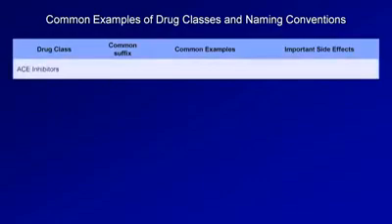ACE inhibitors always end in PRIL or pril. Common examples include lisinopril, benazepril, fosinopril, and enalapril. Important side effects of the ACE inhibitors are a dry cough and renal dysfunction.